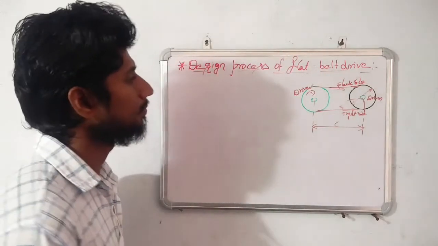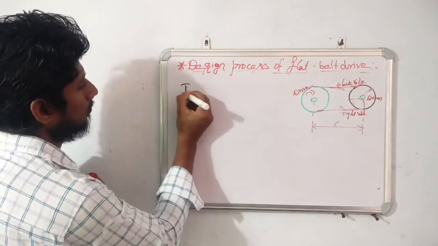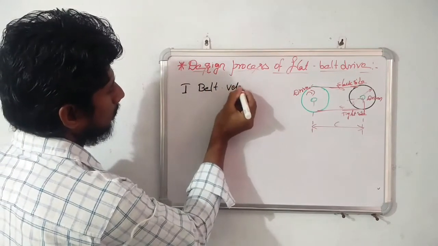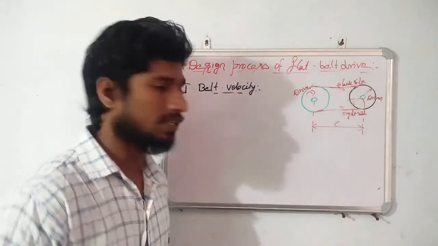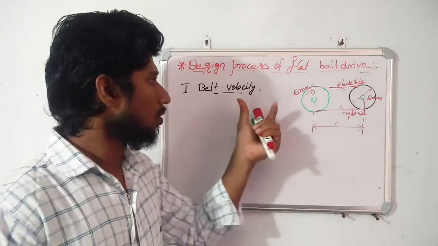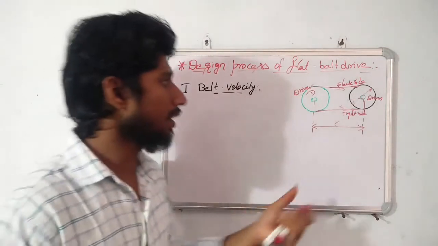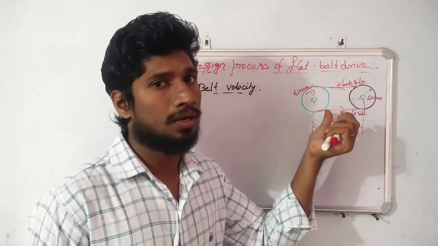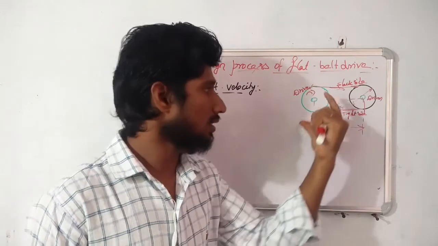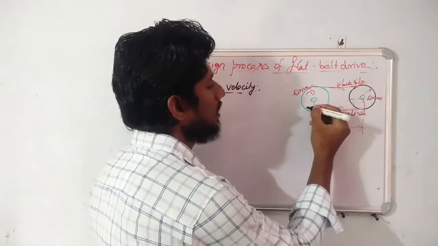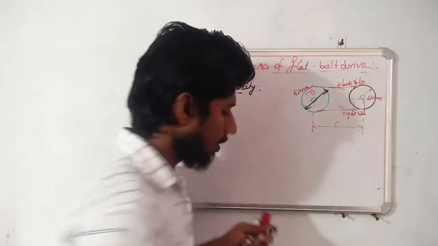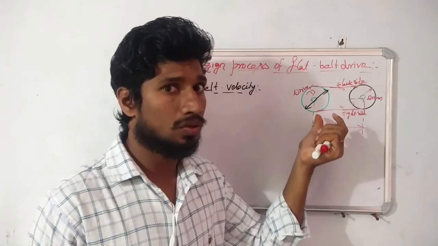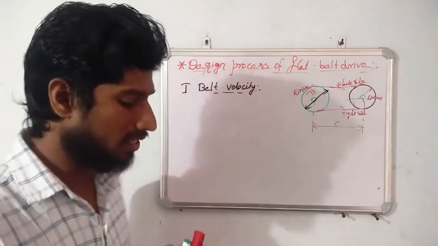First one is the first step here, belt velocity. For the belt velocity, here we require two parameters. First one is the speed of the driver or driven pulley as well as the diameter of the driver or maybe driven pulley, whatever it may be. With the help of the speed of the driver as well as the diameter of the driver, we will find out the belt velocity. It is the first step here.